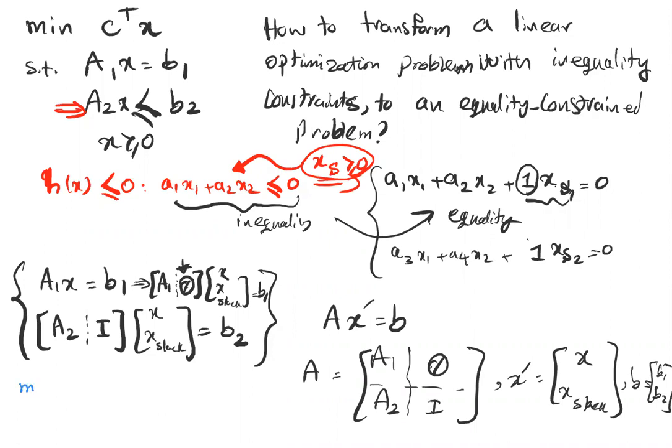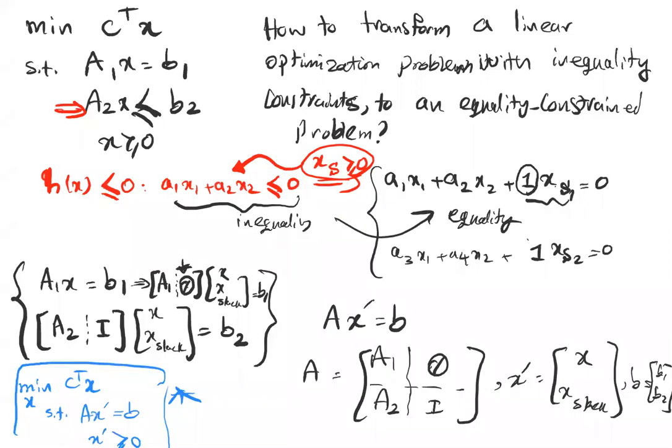So our problem is going to be minimizing C transpose X, because in X prime, the slacks don't appear in the objective function. Subject to A x prime is equal to B, and x prime is greater than or equal to 0. So this is how we transform a linear optimization problem with inequality constraints to an equality constraint problem.